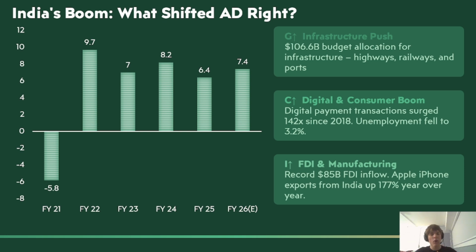First one is growth in government spending. $106.6 billion budget allocation for infrastructure such as highways, railways, and ports. Rise in consumption: digital payment transactions surged 142x since 2018. Unemployment fell to 3.2%. And the last one, rise in investments.